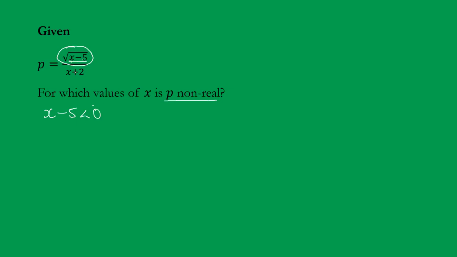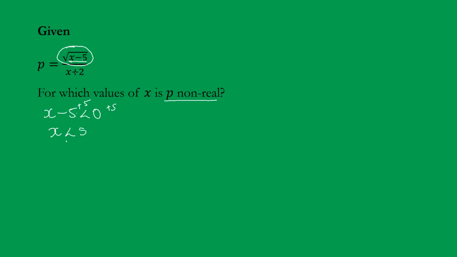Less than 0 means negative. Greater than 0 means positive. So now let's solve the inequality. We do the inverse operations here. So we're going to add 5 to both sides of the inequality. So it's going to be plus 5 this side, then plus 5 this side. So it becomes x less than 5.